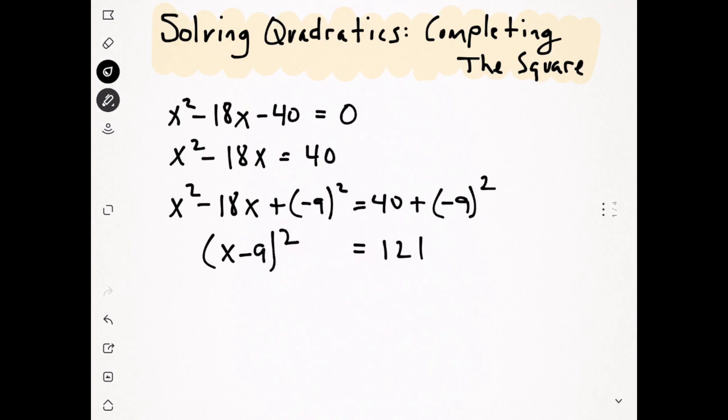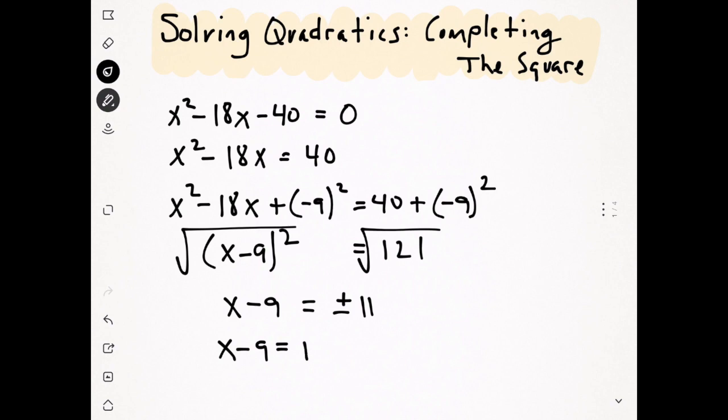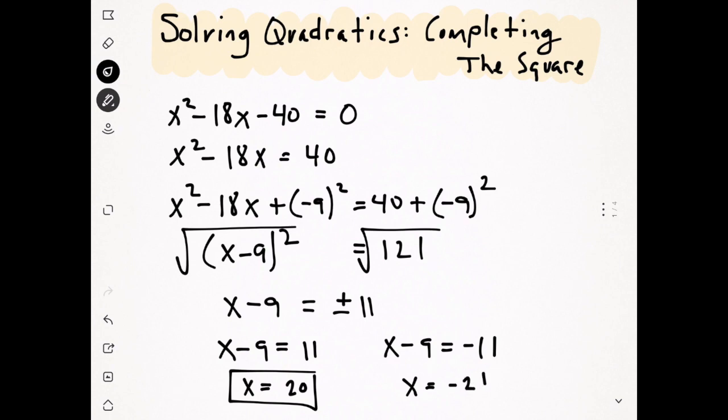And then after we've completed the square, we take the square root of both sides. We end up with x minus 9 equals plus or minus 11. And then we solve two equations. So we have x minus 9 equals positive 11, and x minus 9 equals negative 11. So in both cases, if we add 9 to both sides, we end up with x equals 20, and x equals negative 2.